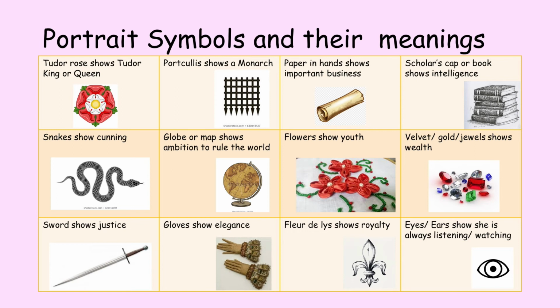Within Tudor times, symbols had a meaning within portraits. For example, if there was a Tudor rose on the portrait, it was showing that it was a Tudor king or queen. If you saw a paper in her hands, this might show important business. If you saw a snake, it could show cunning. If you saw flowers on it, it would suggest that there was youth. Or eyes, ears, showing that she is always watching. Gloves might show elegance. Swords show justice. A globe or a map show ambition to rule the world.